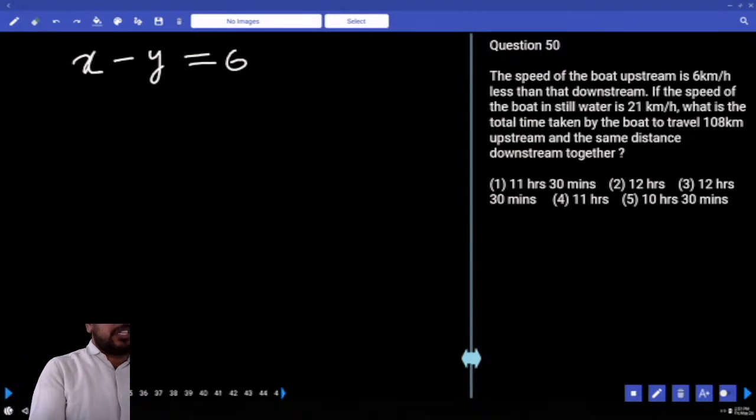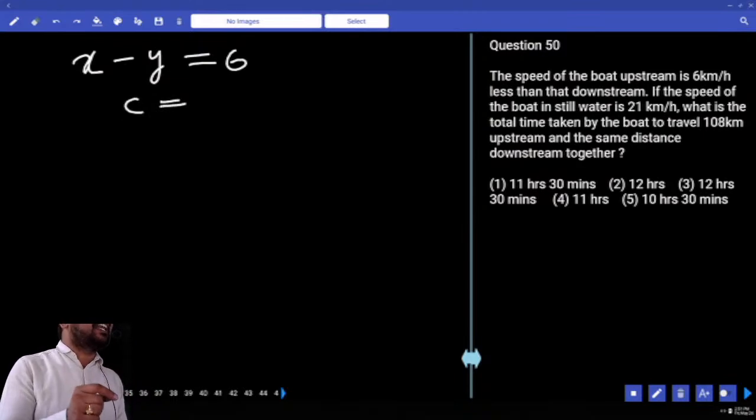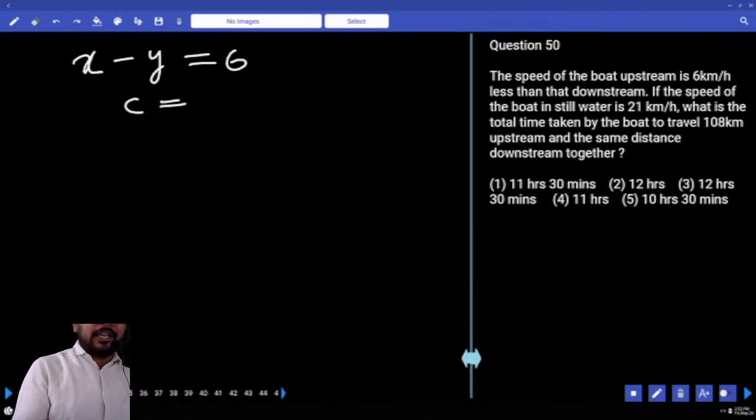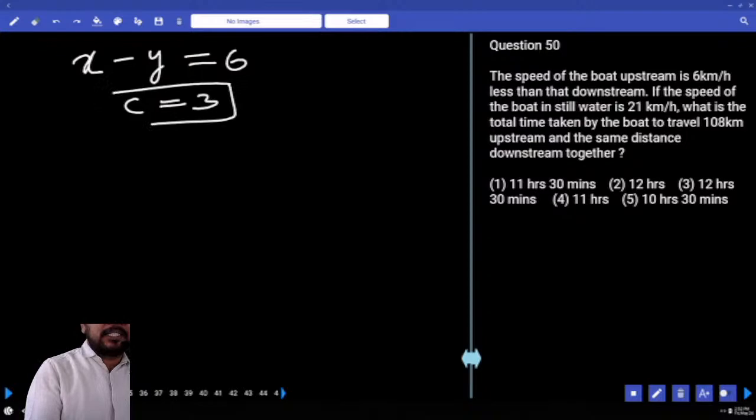I also told you one more thing: C is equal to x minus y by 2. The speed of the stream, the speed of the current, is equal to x minus y by 2. Therefore, C is equal to how much?